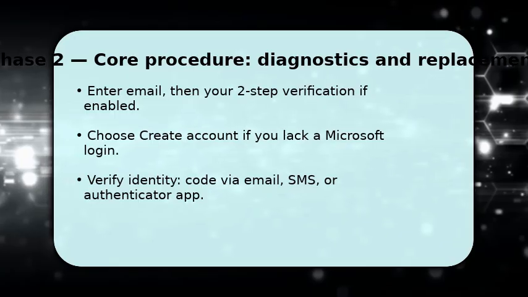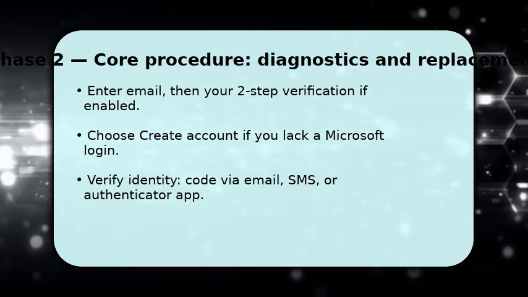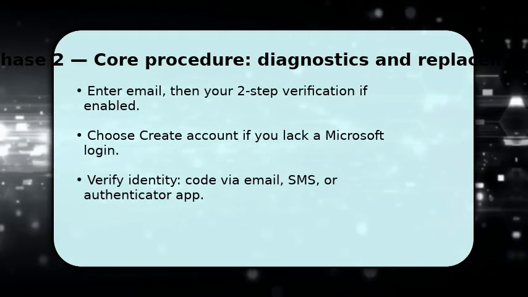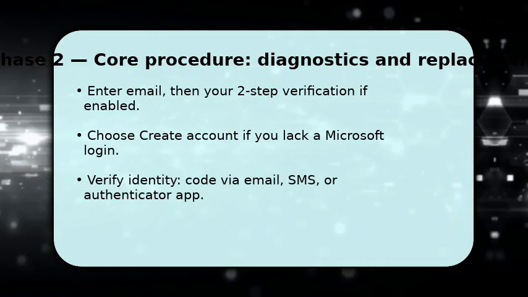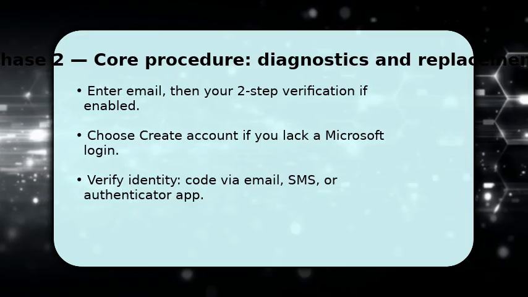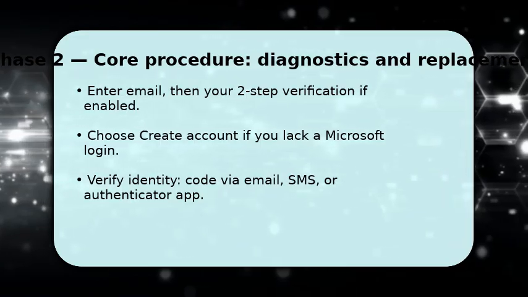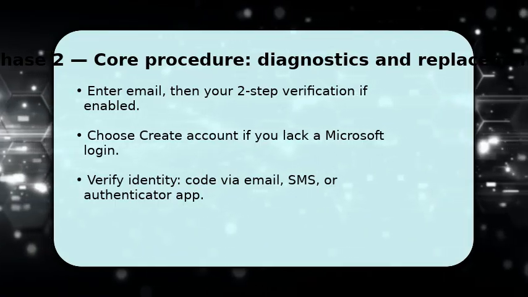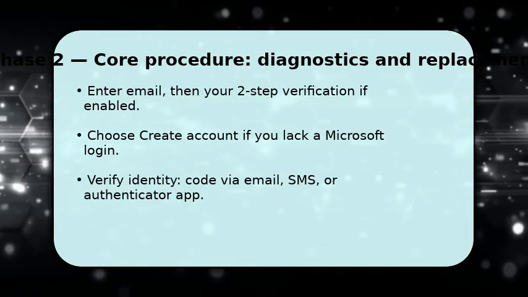You now follow the detailed sign-in process. Enter your email, then type the password. If you don't have a Microsoft account, choose Create Account and follow the prompts: name, password, and birth date, so Microsoft can verify age. Once credentials are accepted, expect a verification step. Pick email, SMS, or Authenticator app to receive a code, then paste it back into the browser.